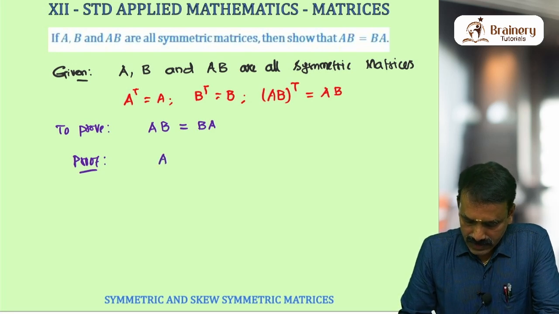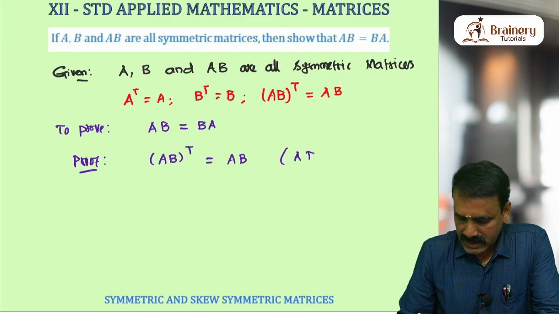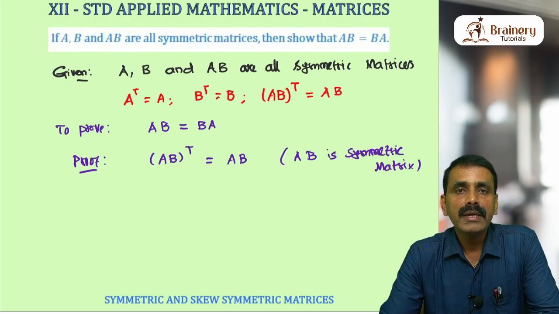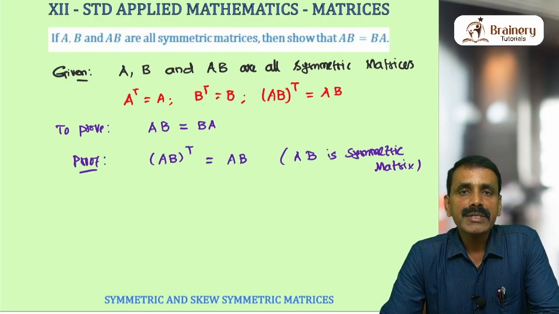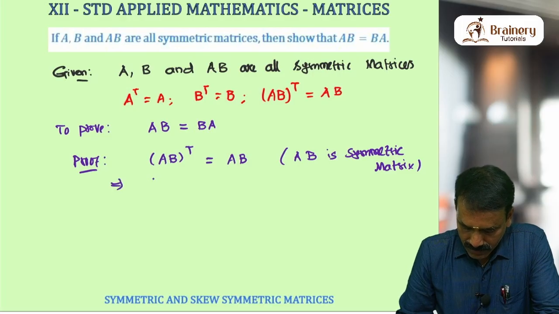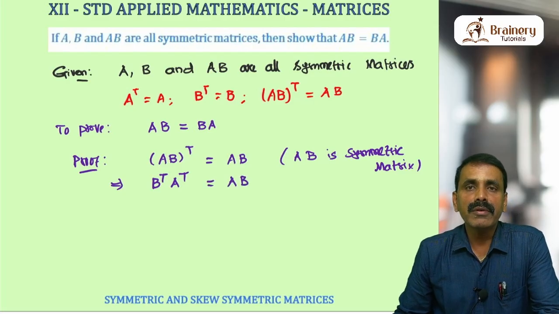We start with AB whole transpose is equal to AB. Why? Because AB is a symmetric matrix. Now what is AB whole transpose? Use the property of transpose of a matrix. By the property of transpose of a matrix, AB whole transpose will be rewritten as B transpose A transpose, which is equal to AB. The right side we are not going to touch. On the left side only we are going to do the simplification.